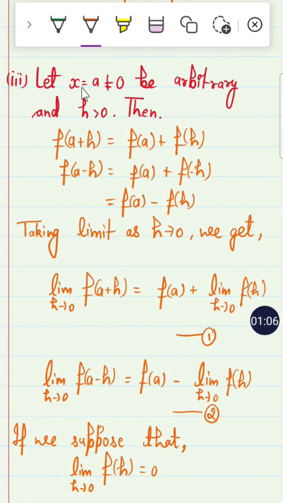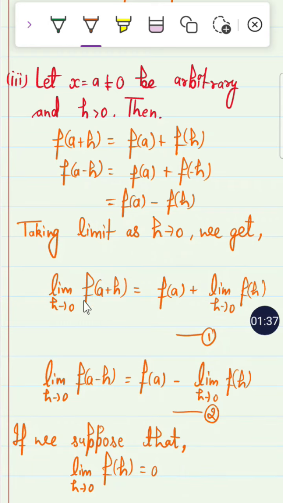So for this, we take x equals a, then f of a plus h is equal to f of a plus f of h. Now we know f of a minus h is equal to f of a plus f of minus h, and we know that the function is odd, so f of minus h is equal to minus f of h. Taking limit h tending to 0, we get f of a plus h equals f of a plus limit h tending to 0 f of h, and f of a minus limit h tending to 0 f of h, right?